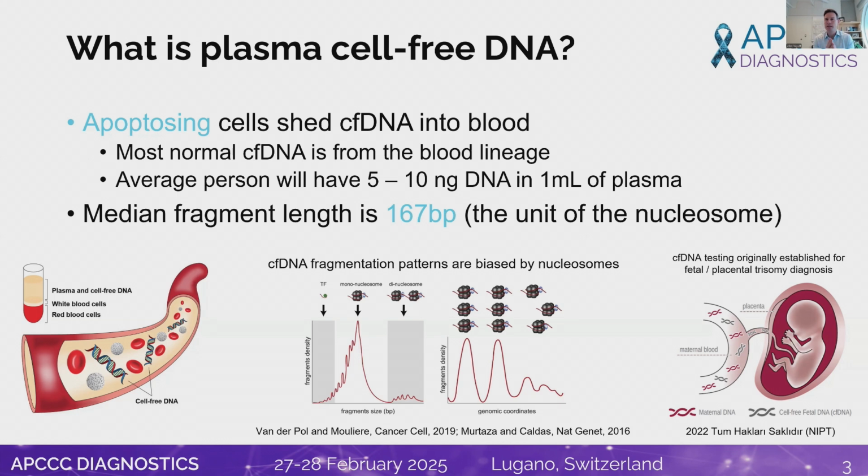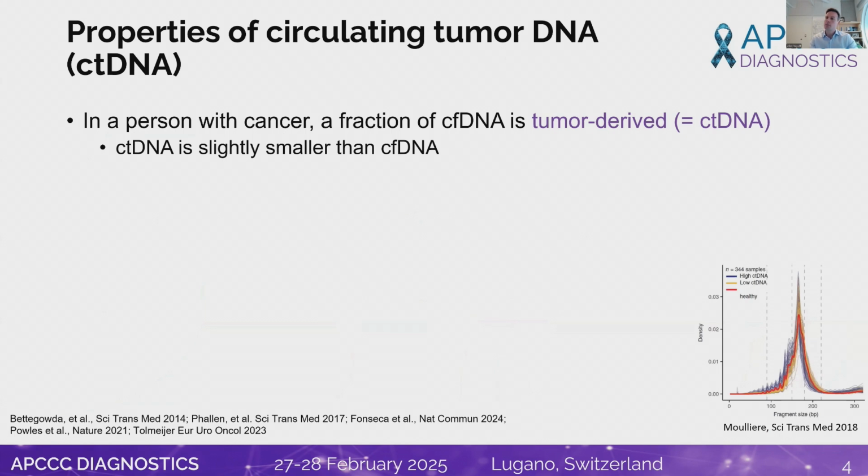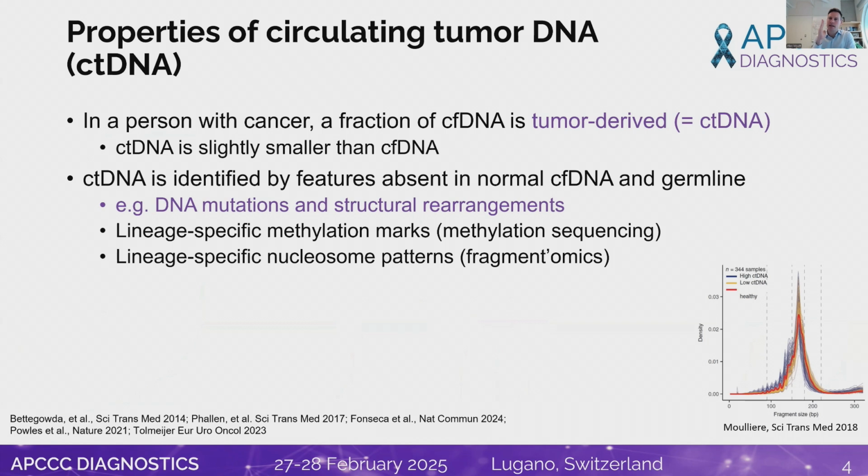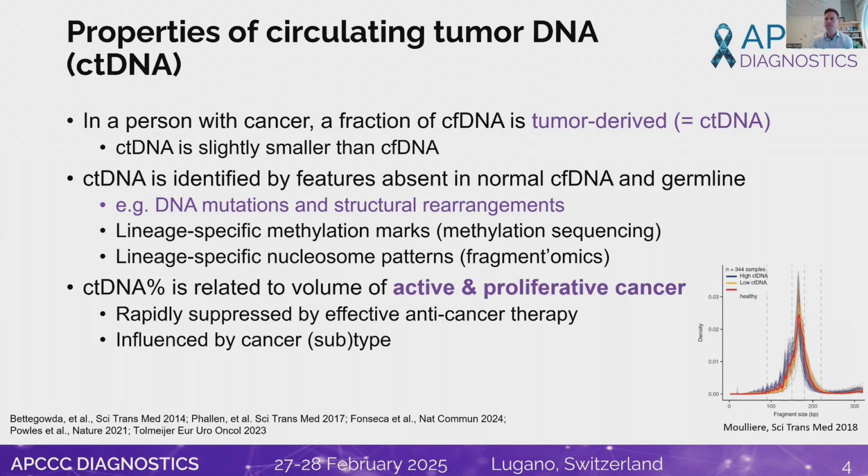It's quite fragmented DNA. The median fragment length is 167 base pairs, which is the unit of the nucleosome, because the apoptotic machinery cuts either side of each nucleosome. And in a person with cancer, a fraction of your total cell-free DNA is tumor-derived, and we call this the ctDNA fraction, the circulating tumor DNA fraction. ctDNA is slightly smaller than cell-free DNA, but the distributions very closely overlap. So we can't use size alone to detect ctDNA. What we do instead is look for mutations or rearrangements or methylation marks that shouldn't be there in the patient's germline or normal cell-free DNA.